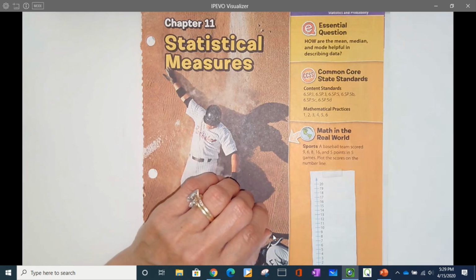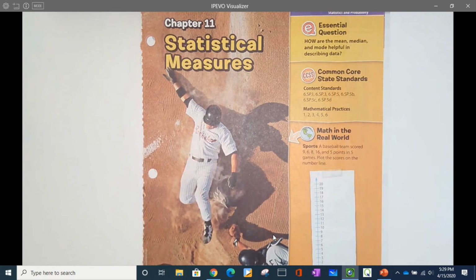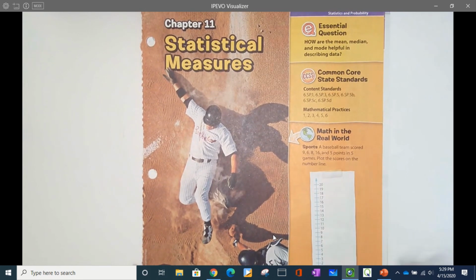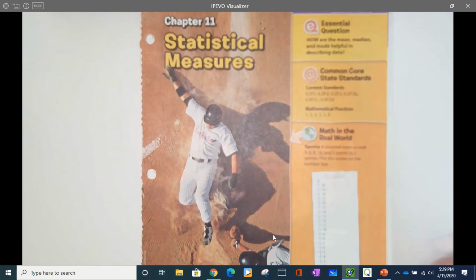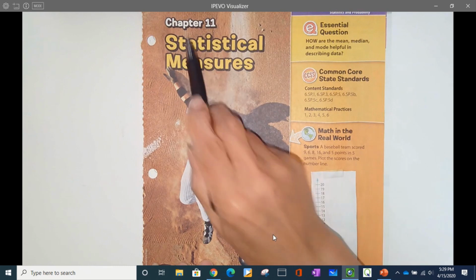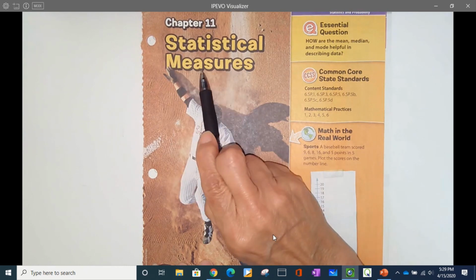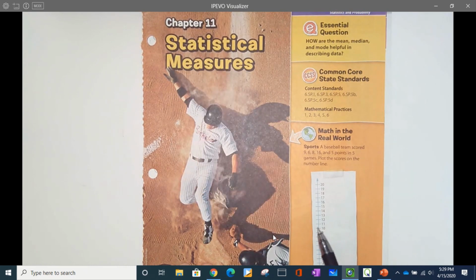Hello students, we are getting ready to start a new chapter. This chapter is called Statistical Measures, and it is exactly what you think it means.